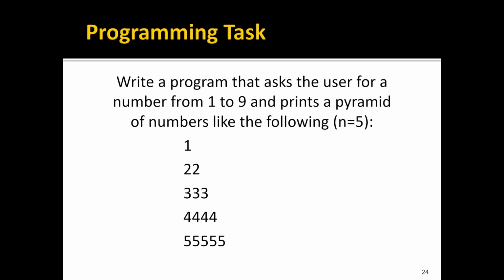Now for each one of those lines, we have to figure out how many symbols we are going to put on that line. On the first line, we want 1 symbol. On the second line, we want 2 symbols. On the third line, we want 3 symbols. In general, on line I, we need to have I symbols. So we need an inner loop that prints one character I times. So let's go to our IDE and try to solve this.